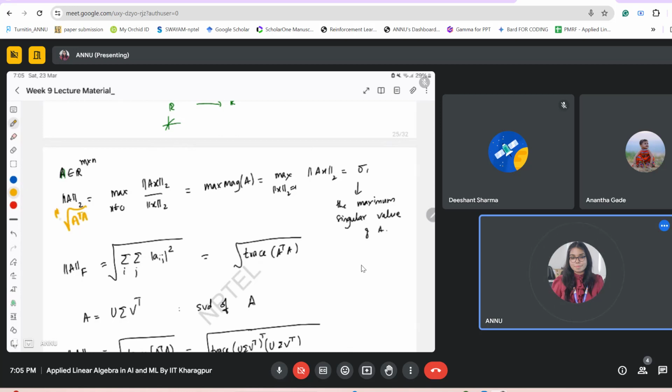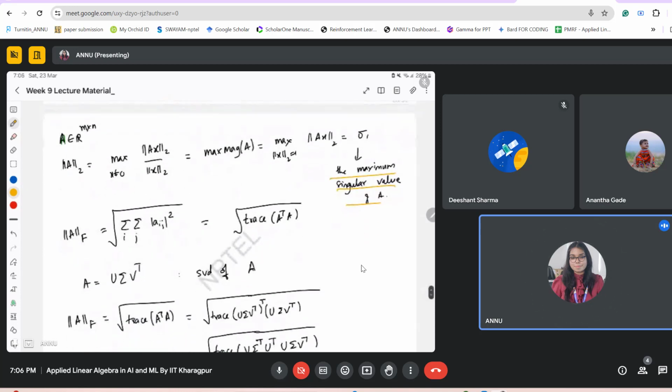As we saw in the previous class, we can also write the max magnitude of A as the max of x not equal to 0 of the norm of Ax divided by the norm of x. This is the max over x with 2-norm equal to 1 of the norm of Ax, which is equal to sigma 1. So this is the maximum singular value of A.